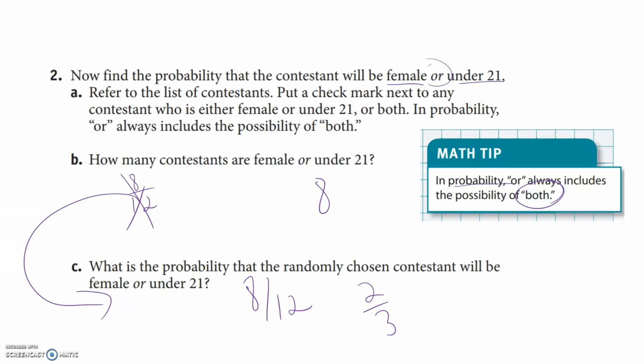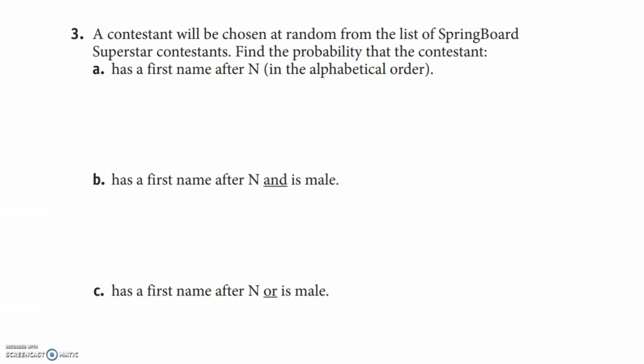In question 1, when we were working with and, we had 2 out of the 12. When we did or, we ended up with 8 out of the 12. So you can kind of see, compare and contrast this. You see that or actually opens up more options for you. Okay? Let's take a look at 3. Once again, stop the video. When you are finished, I want you to check your answers.